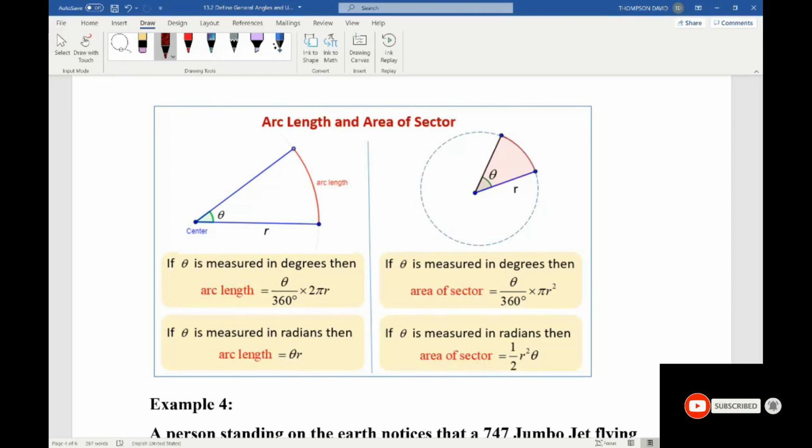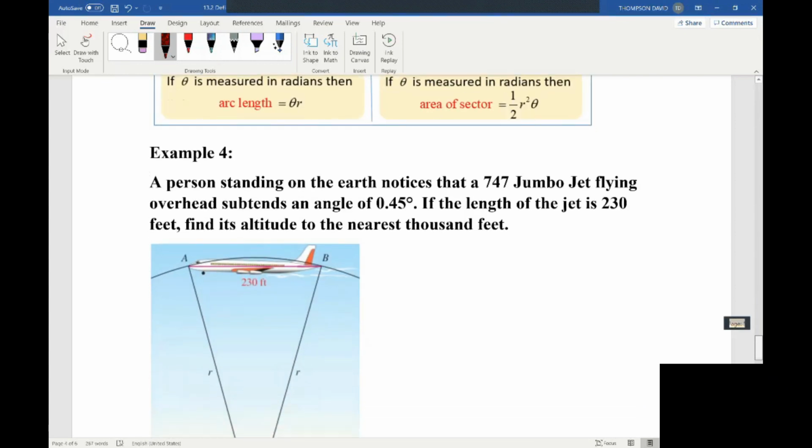So if theta is measured in degrees, then the formula is arc length equals theta divided by 360 times 2 pi r, where r is your radius. If theta is measured in radians, then it's just theta times r. For area of a sector, that's just like finding the area of a piece of pie. If theta is measured in degrees, the area of a sector is theta divided by 360 times pi r squared. If theta is measured in radians, then the area of a sector is 1/2 r squared times theta. Let's look at 2 examples.